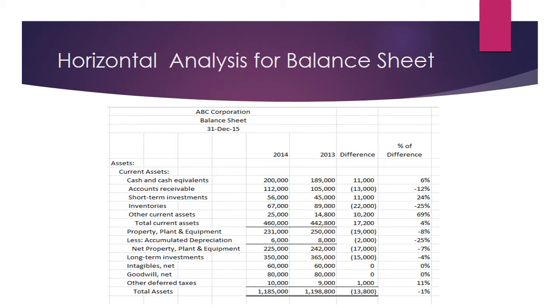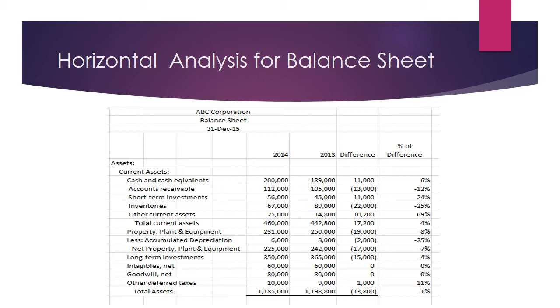Okay, now here's a horizontal analysis for a balance sheet. And again, I just made up these numbers just to show you how it works. So I have cash and cash equivalents. I see that there's an $11,000 increase, or 6%. My cash increased, my accounts receivable decreased by 12%. Short-term investments increased by 24%.